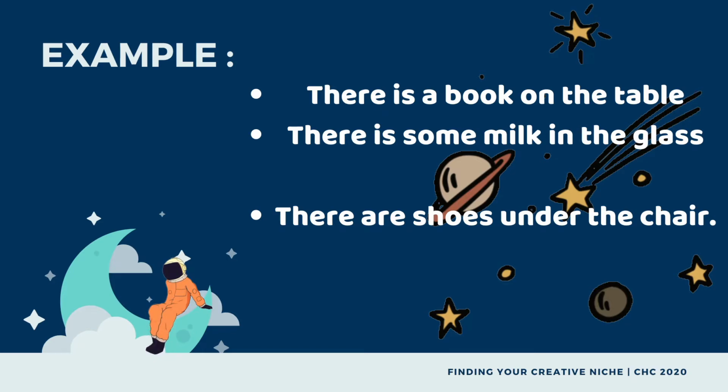Okay, so next one, it is some examples about the use of there is and there are. And then the first one, it is the example of there is. So there is a book on the table. You can see that a book, it is countable noun and also singular, so we use there is. And then the second one, it is the use of there are. There are shoes under the chair. You can see that shoes in here, it is a countable noun, but it is plural, so we use to be are, not is.